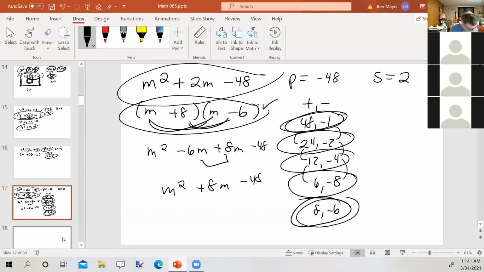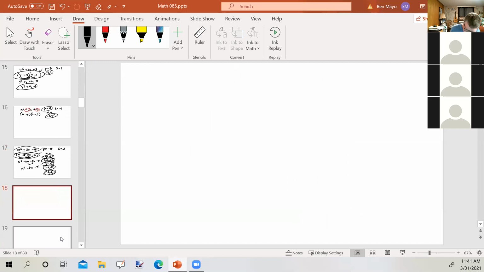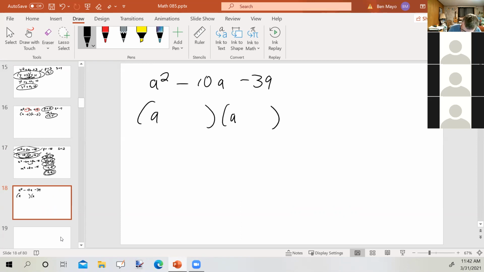All righty, let's take a look at this problem. a squared minus 10a minus 39. So we're going to split this up with a's at the front. The product is negative and the sum is also negative. So just like the last example with a negative product, we've got to have a positive factor and a negative factor. Oh, but now the sum is negative. So that means the negative number is more powerful than the positive number.